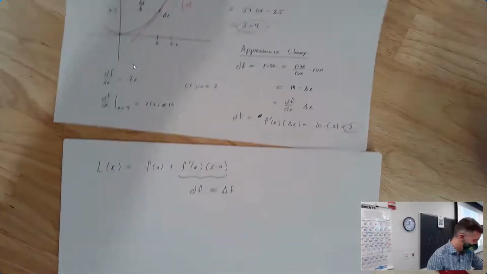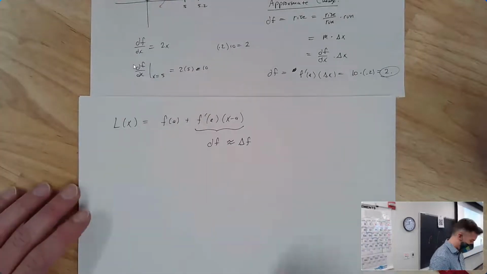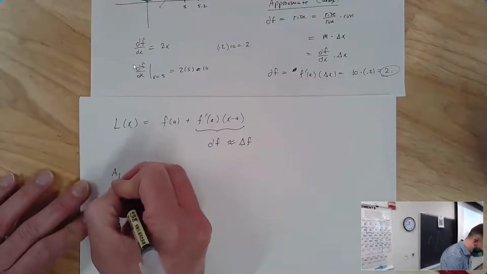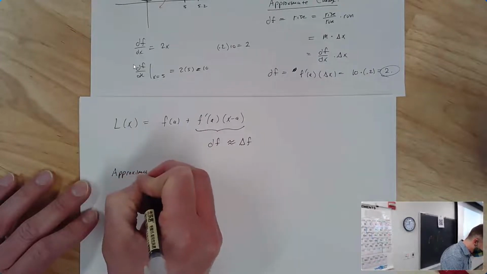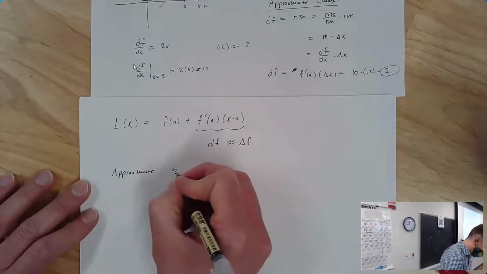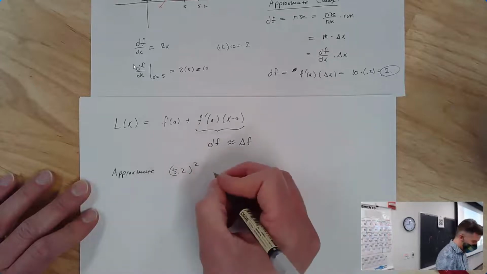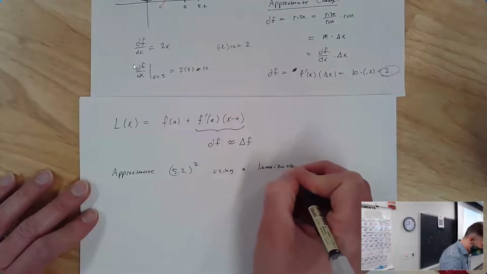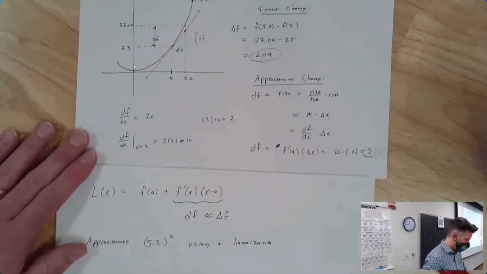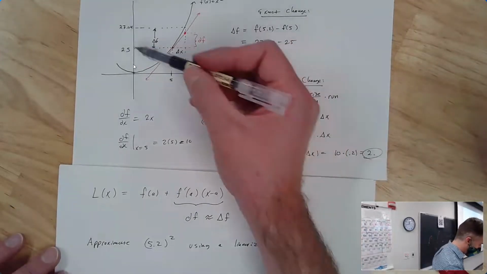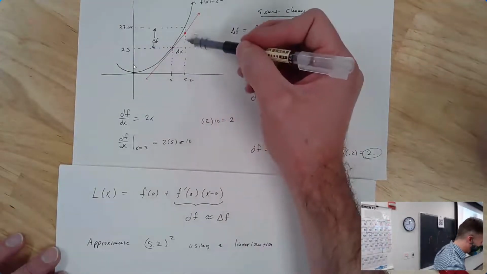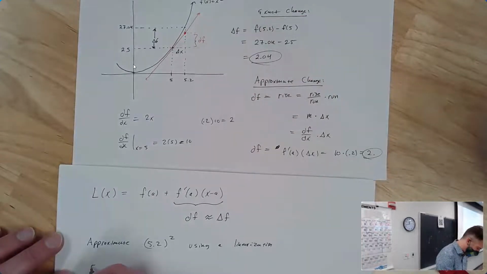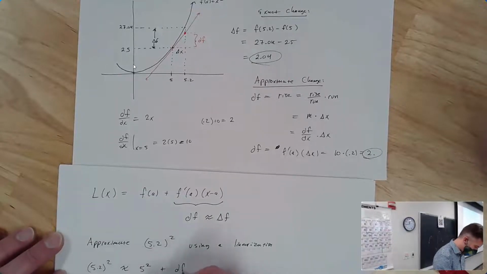So if I instead ask the question, I want to approximate 5.2 squared using a linearization, we've already done the work. All we're doing is we're saying, okay, well, 5.2 squared is going to be approximately 25 plus this change here. So 5.2 squared is approximately 5 squared plus your dF.